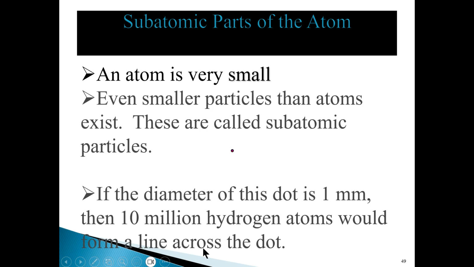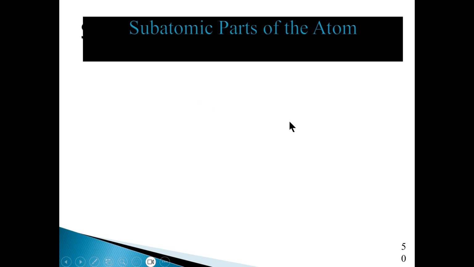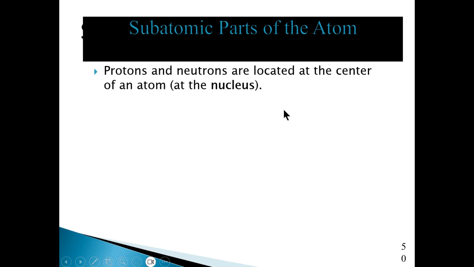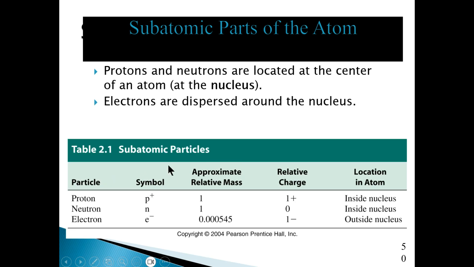But even though you have those small particles, there are even smaller particles that exist within the atom, and these are called subatomic particles. So, what are these subatomic particles? Well, we have protons and neutrons. These particles are located in what is called the nucleus of the atom, which is at the center of the atom. And then surrounding the nucleus, we have the electrons. So that's basically a description of the location of these different particles. We have protons and neutrons in the nucleus, while we have electrons dispersed around the nucleus.